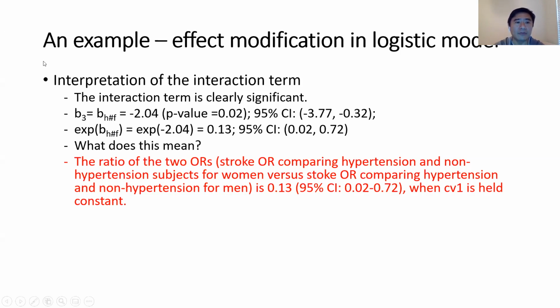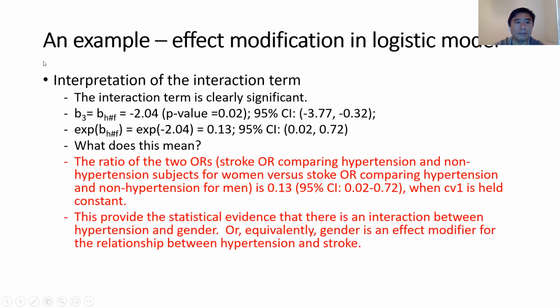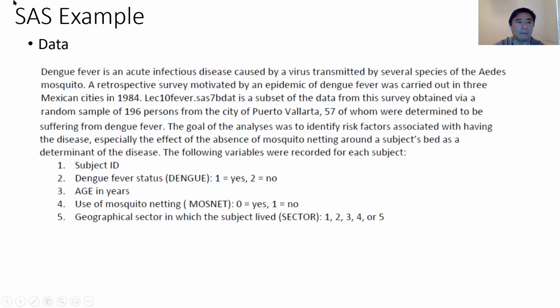All right, so that's all for the example for evaluating the effect modification and also the interpretation for the main effects. In the next part, I will go over that specific SAS example using a new data set and give you the specific interpretation of the result from the SAS output.